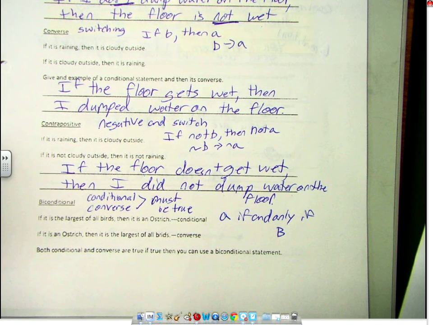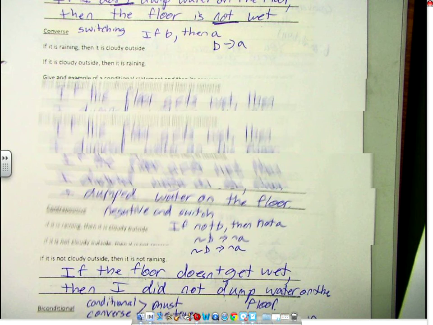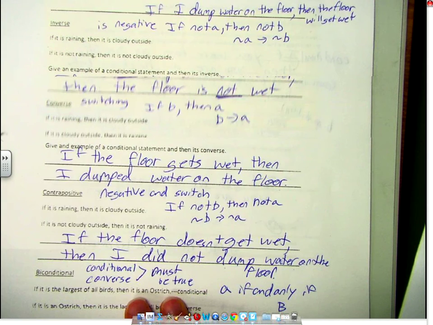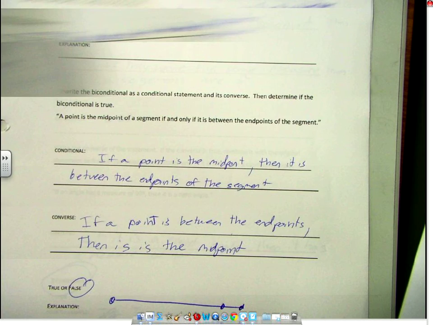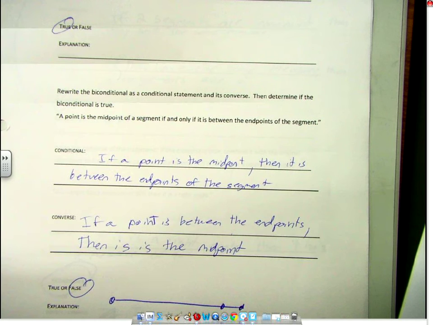Is anybody confused about this? You feel better now at least? Nope. Questions then? You don't even have your paper out in front of you. Okay. Let's do the back.